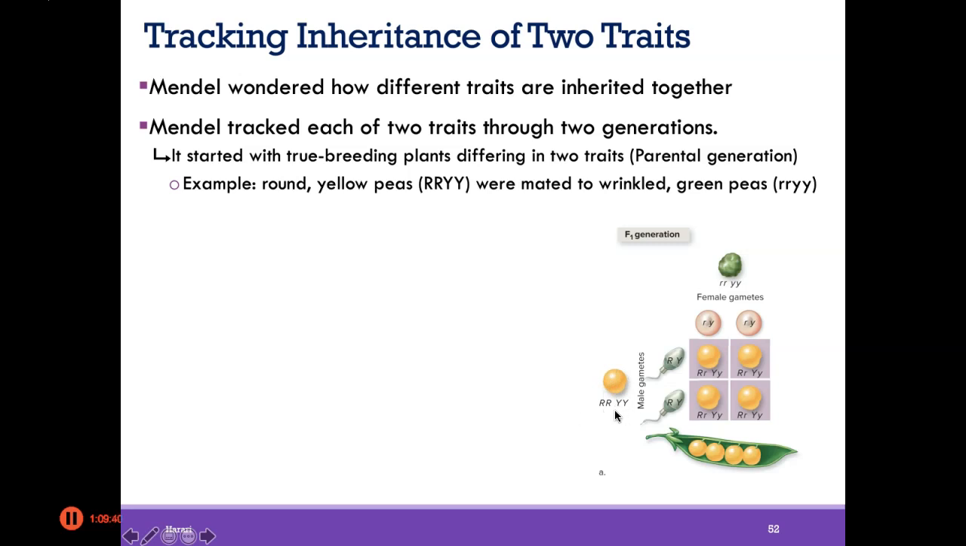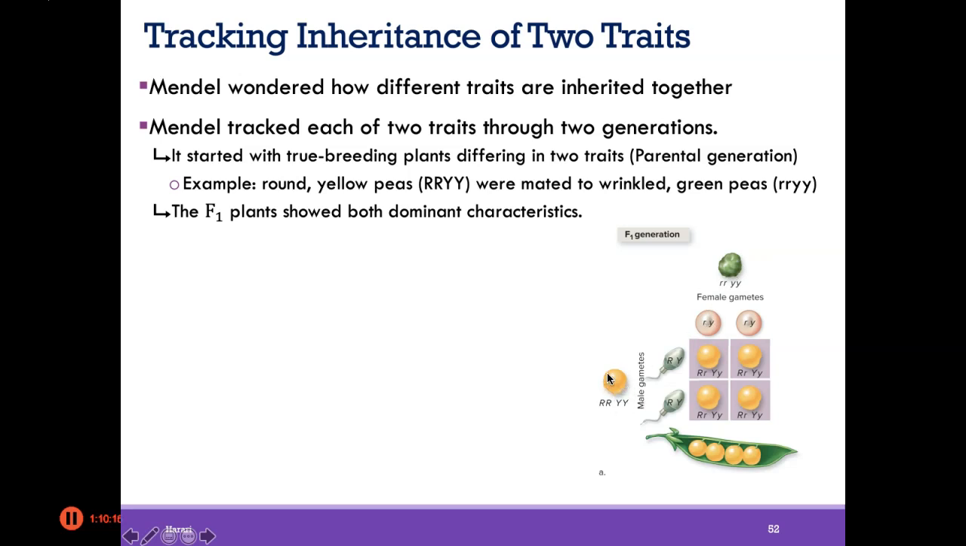Again, these are both true breeding, right? Because big R, big R, big Y, big Y, they're both the same allele. So these are both true breeding parents, and they differ in two different traits. This one is green and wrinkled. This one is yellow and round. So now we have to think about what kind of sperm and egg this female can give. So what kind of egg can this female produce? Well, we know that every gamete has one copy of each gene. So it's going to have a little r and a little y. It's the only possibility that this egg can have: little r and little y.